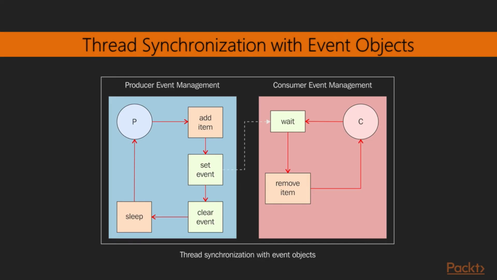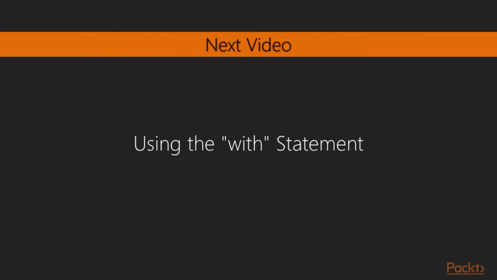All the operations between the producer and the consumer classes can be easily summarized with the help of the schema shown. Awesome! So we know now how to carry out the thread synchronization with an event. In the next video, we'll see how to use the with statement.